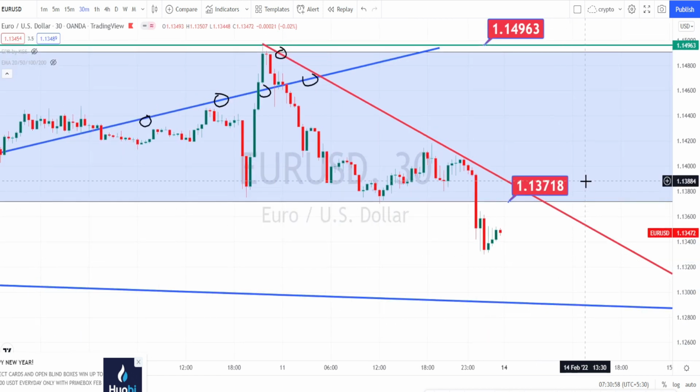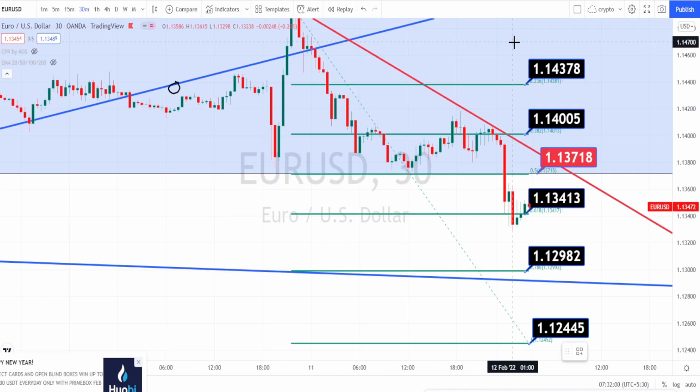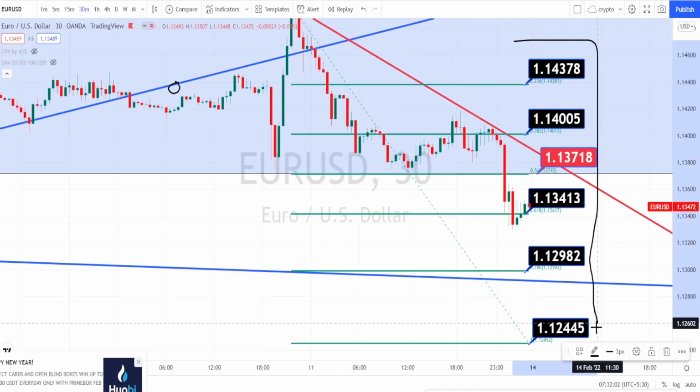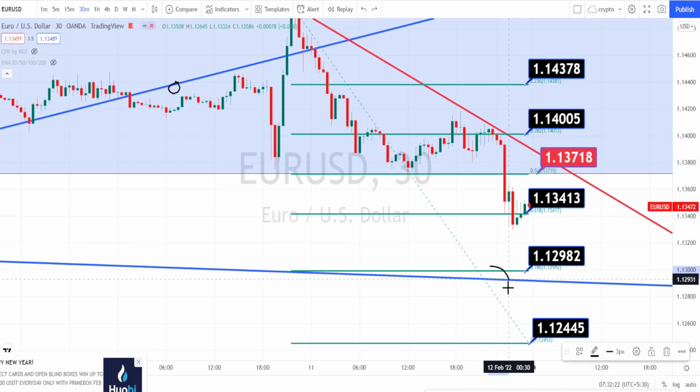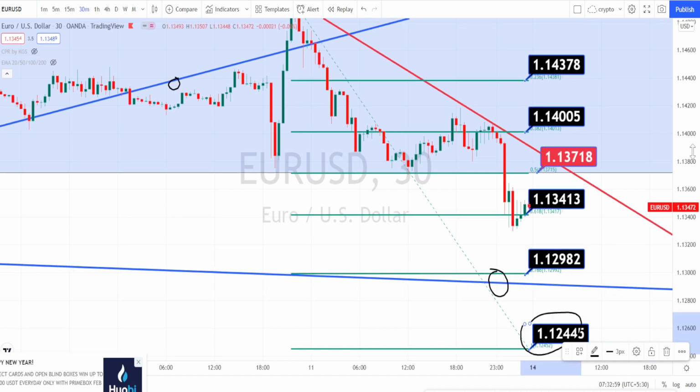Let us mark the support and resistance levels. So the values marked in black color boxes are the support and resistance levels in the 30 minutes time frame, and currently the price action is in a bearish retracement. The first level of support is going to be at this trend line from the 4 hours time frame. Let us do the analysis in the 5 minutes time frame.